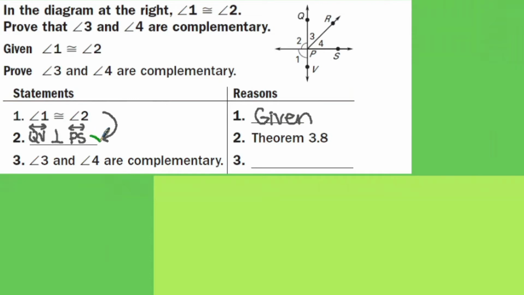And then what theorem is it that takes us from perpendicular lines to complementary angles? We can see that angle 3 and angle 4 are set up right in those perpendicular lines. Again, it helps me to look at the diagram. What goes from perpendicular to complementary? That would have been Theorem 3.10.